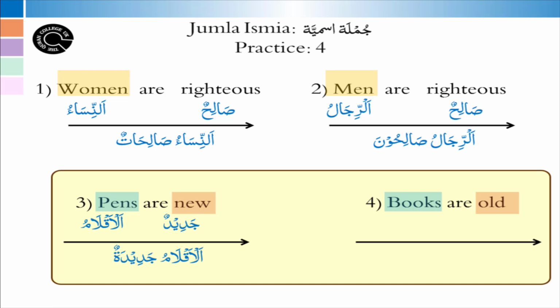The fourth and the last example is books are old. For old we use Qadimun. For books we use Al-Kutubu. This is a broken plural of non-conscious being. Therefore, Qadimun would become Qadimatun as the predicate. Hence the final sentence becomes Al-Kutubu Qadimatun.